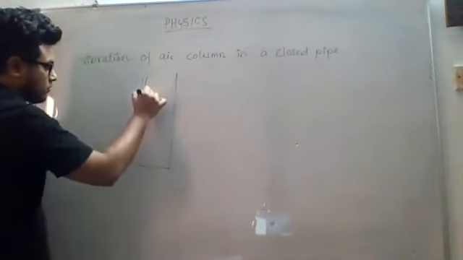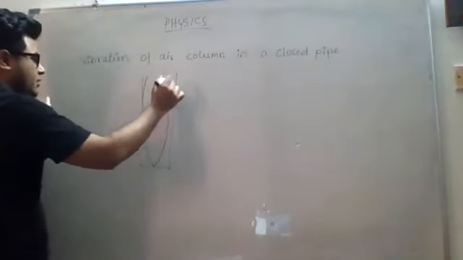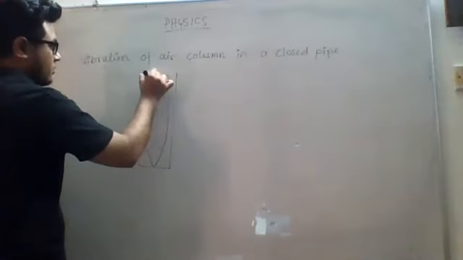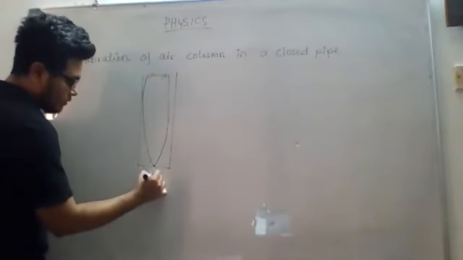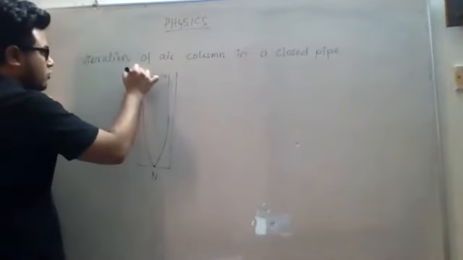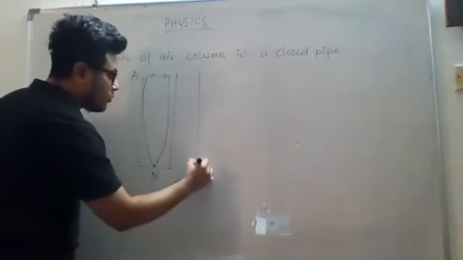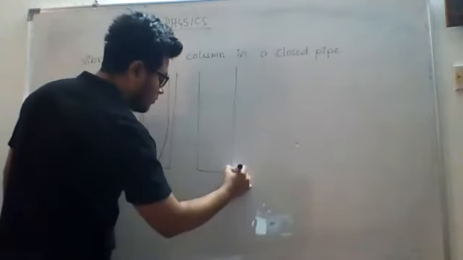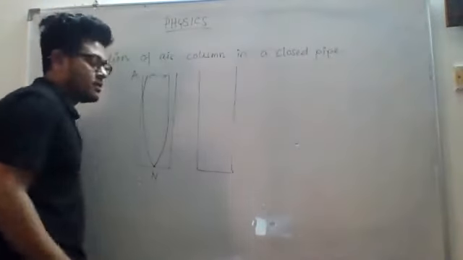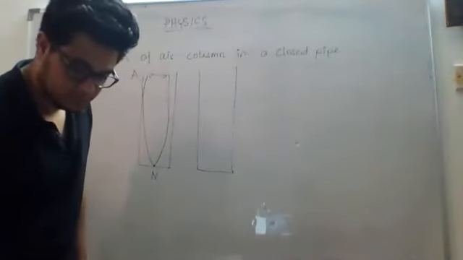So as you saw, I'm sending one wave and the other one is coming back. Here an antinode is being produced, and here one node will be produced. This is the open end and this is the closed end. Now if I blow a little bit more strongly, like I put more force, what will happen?